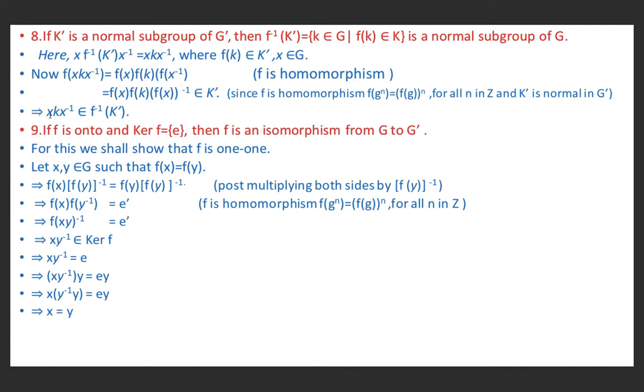So this implies, because f(k) belongs to K dash, that k belongs to G is an element of f inverse K dash. Therefore xkx⁻¹ belongs to f inverse K dash. Therefore this set, f inverse K dash, is a normal subgroup of G.